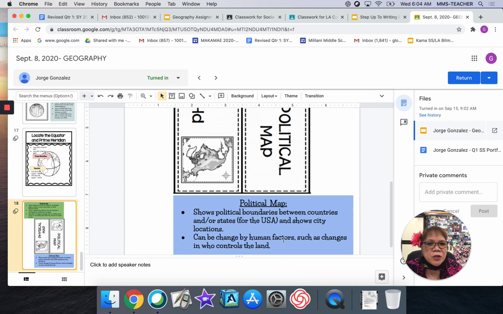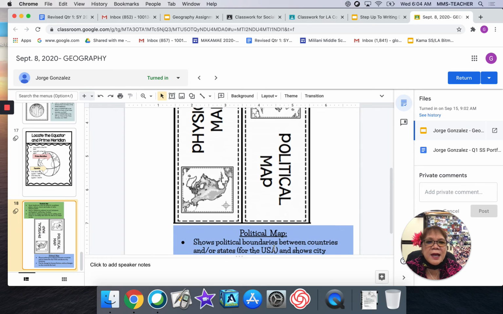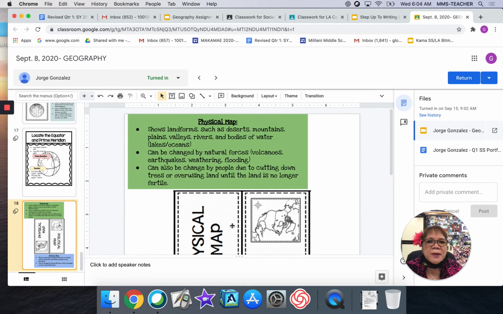Now, make sure you understand the difference between those two types of maps, because in the political map, if I'm looking at a country and I want to know what their boundaries are, I would look at a political map. Okay, if I want to look at the map that shows me the landforms, like if there's mountains, terrains, and things, then I'll look at a physical map.